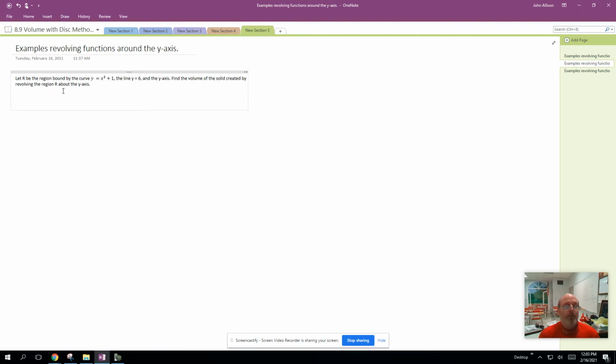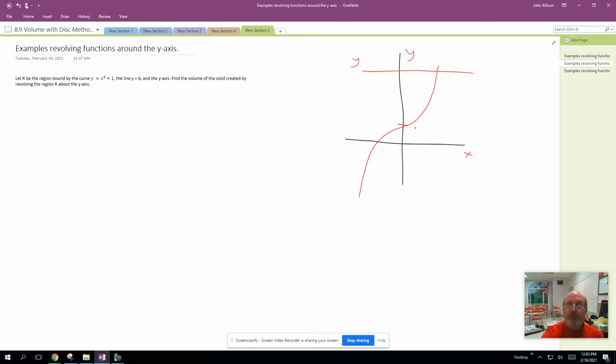Let's do another one. This time let's let R be the region bound by the curve y equals x cubed plus 1, the line y equals 6 and the y-axis. We're going to find the volume of the solid created by revolving R about the y-axis. Again, I'm going to sketch the graph. Curve y equals x cubed plus 1 is just y equals x cubed shifted up 1. So that happens when y is 1. This is our x-axis. This is our y-axis right now. We're going to the line y equals 6. And we're revolving this about the y-axis. So one of my rectangles is going to look like this.